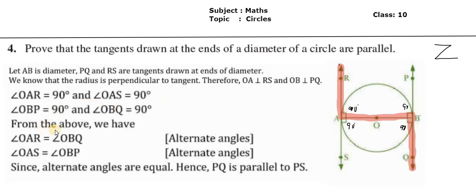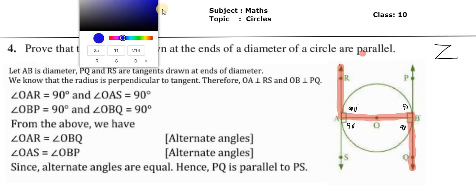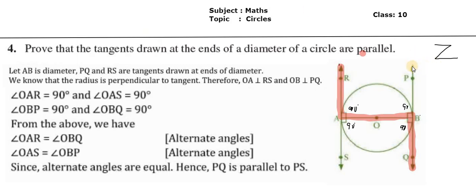Here alternate angles are Z-shaped, therefore angle OAR is equal to angle OBQ. It's an alternate angle, it's Z-shaped. And also this one, angle OAS, is equal to angle OBP. This is also an alternate angle, Z-shaped, so here also they are alternate angles.